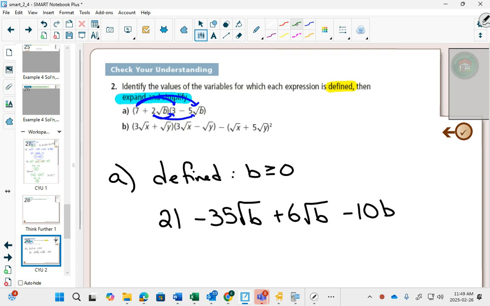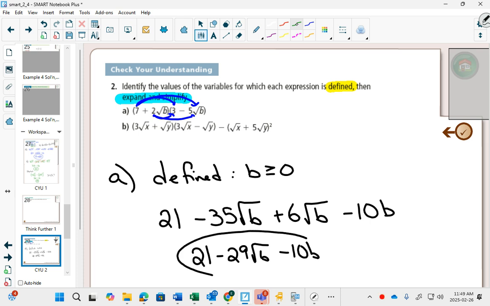Do we have any like terms? We do in the middle. So I have 21 minus 29 root b's minus 10b. None of those are like terms. The square root is in its lowest form as a mixed radical, so we are done.